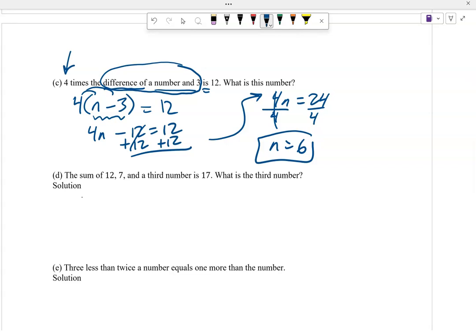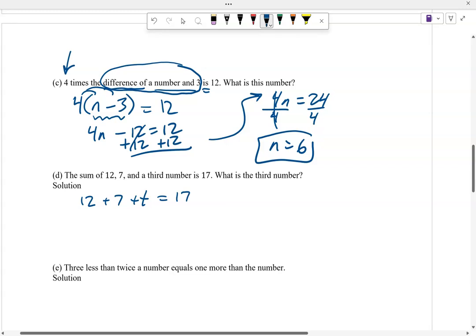The sum of, so now we're going to do addition. The sum of 12, 7, and a third number, let's call it t, is 17. Let's go ahead and combine like terms. 12 and 7, we got 19 plus t equals 17. We're going to solve for t. So it looks like t ends up being negative 2.